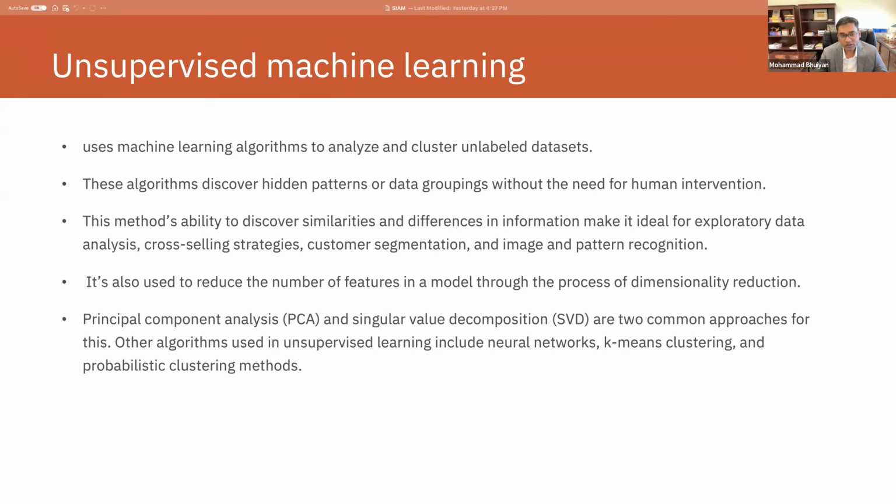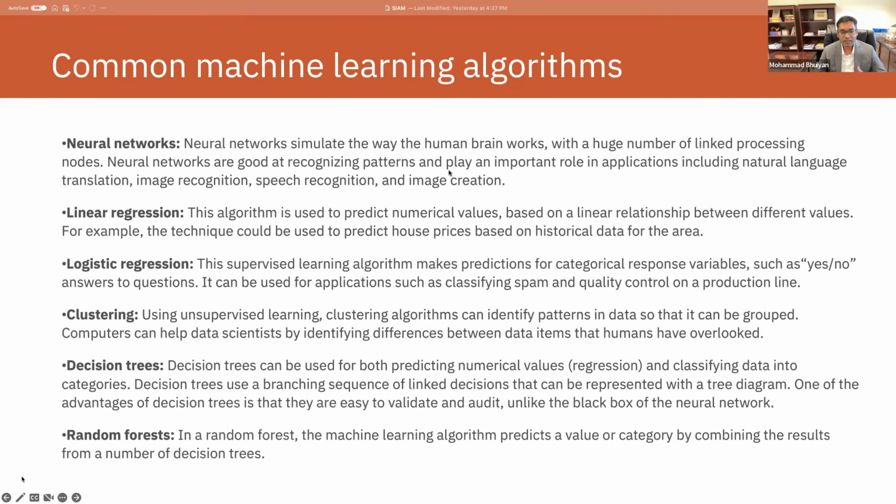Mostly we also use unsupervised machine learning to reduce the dimension of the data. Principal component analysis and singular value decomposition are two common methods for unsupervised machine learning. There are also other methods, like neural network, k-means clustering, and probabilistic clustering, so that we can divide the patients into different groups. So these are the common machine learning algorithms.